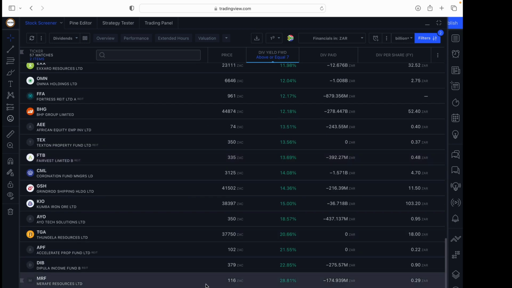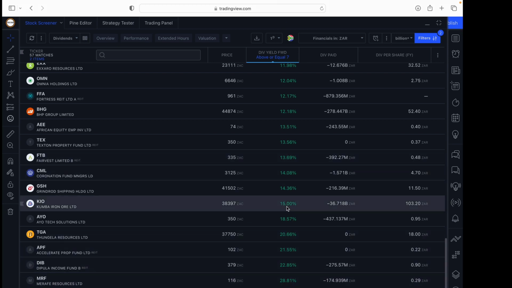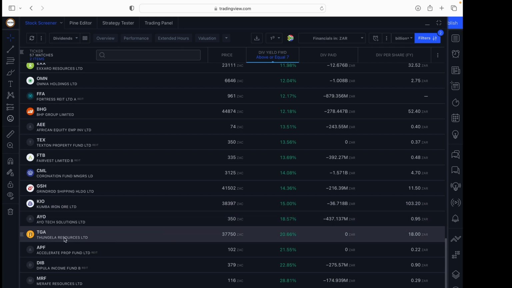Then as you scroll down to the bottom, we can see the last company there, because it's filtered by the dividend yield. The company that paid the highest dividend yield in the past 12 months was Merafe Resources. The reason for that, you can see the dividend that was paid is about 30 cents, 0.29 or 29 cents per share. But the share price of Merafe Resources is 1 rand 16 cents. That is why the dividend yield is high. Okay, so from this you can then start to drill down to each company. Let's say, for example, you're interested in Thungela. Thungela has a dividend yield of 20%.